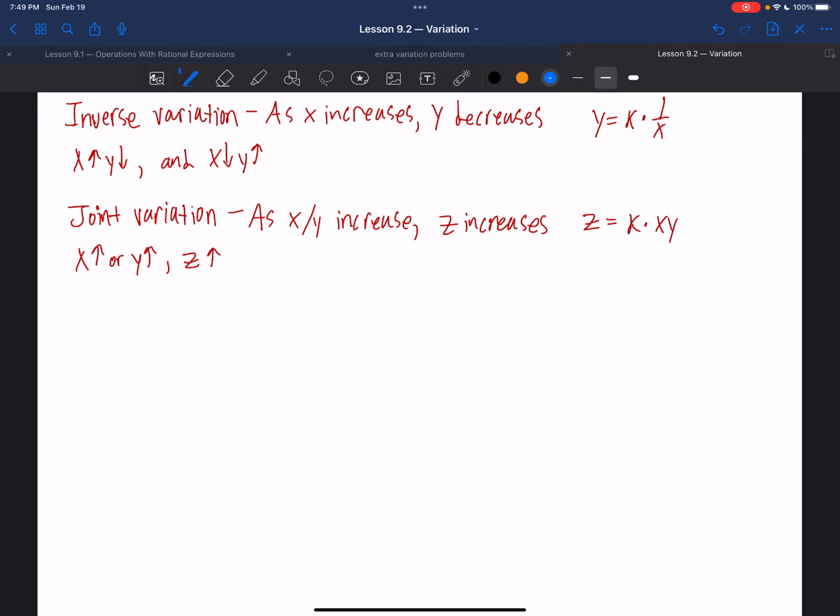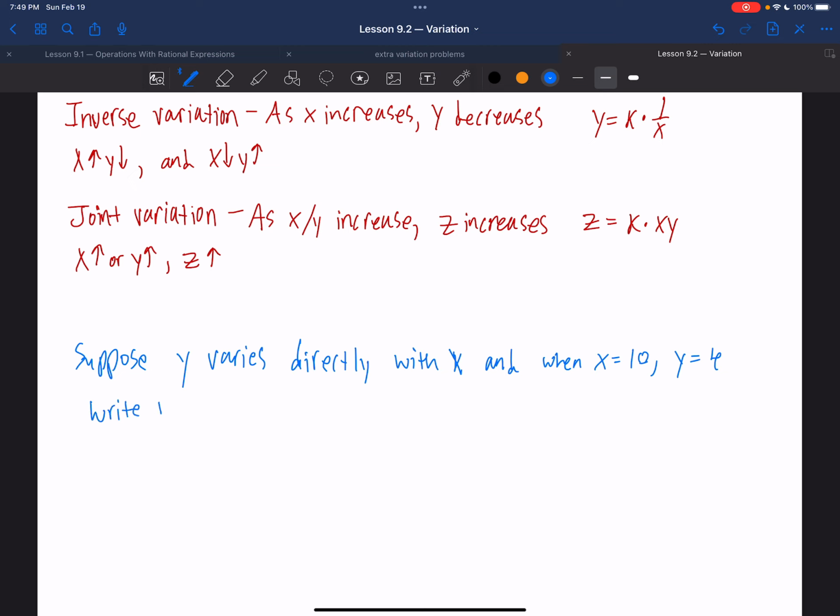So here's a quick example. Maybe I'll switch to blue here. Suppose y varies directly with x, and when x equals 10, y equals 4. Okay? And write the equation modeling this relationship.